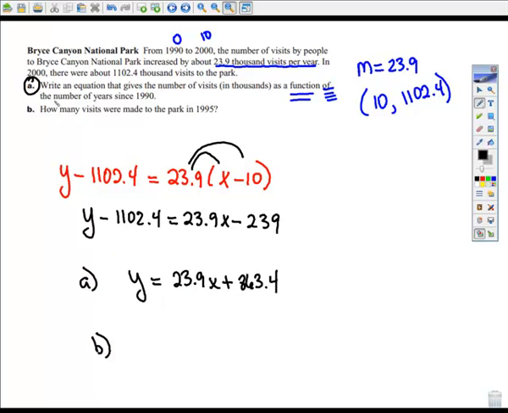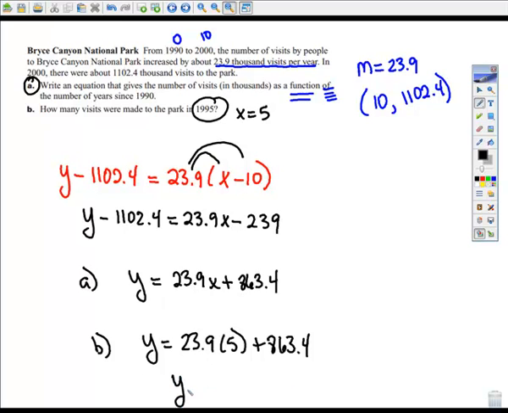Part B, how many visits were made to the park in 1995? Well, 1995 is year 5. So I will just substitute y equals 23.9 times 5 plus 863.4. So 23.9 times 5 plus 863.4 gives me y equals 982.9, but it's thousands.